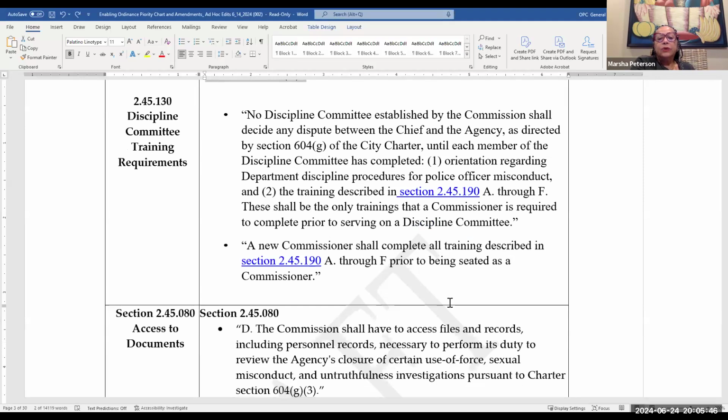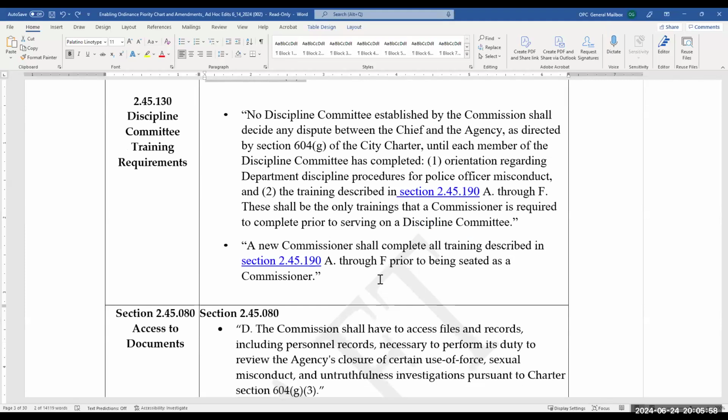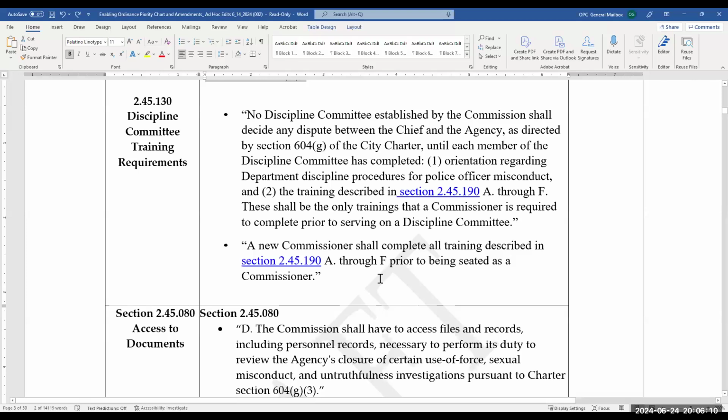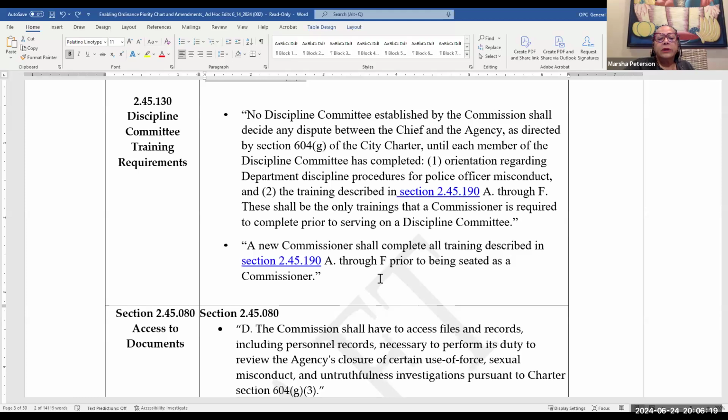A new commissioner shall complete all training described in section 2.45.190 A through F prior to being seated. Well, Mr. Farmer has been seated and he hasn't completed all of this. I'm just using him as an example. I know, but it just means he can't sit on a discipline committee until he's completed it. Okay, then that should be clear. A new commissioner shall complete all training described in section A through F prior to participating in a discipline committee.